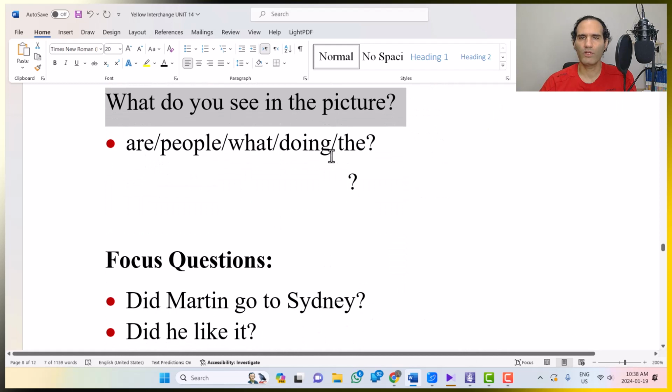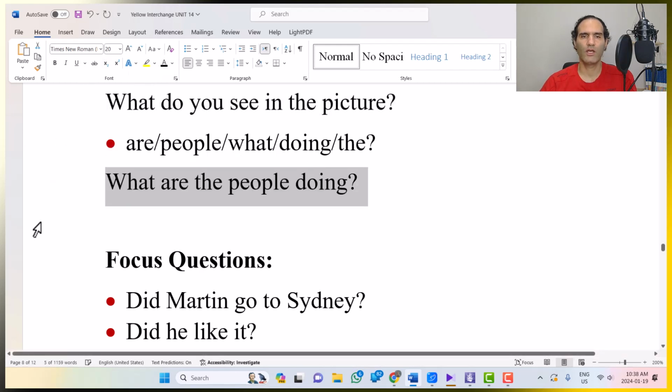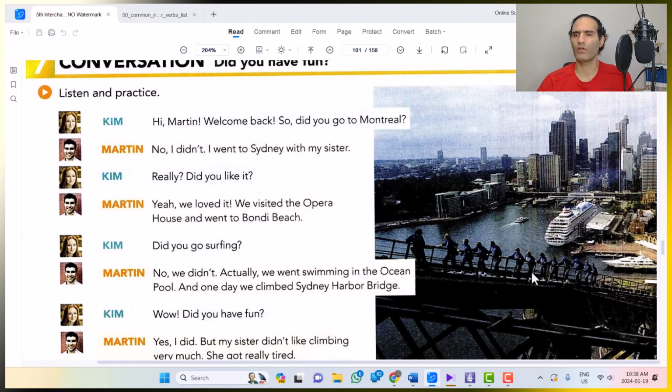What are the people doing? Good. What are the people doing? They are walking on a bridge, or they are climbing a bridge, or something like that.